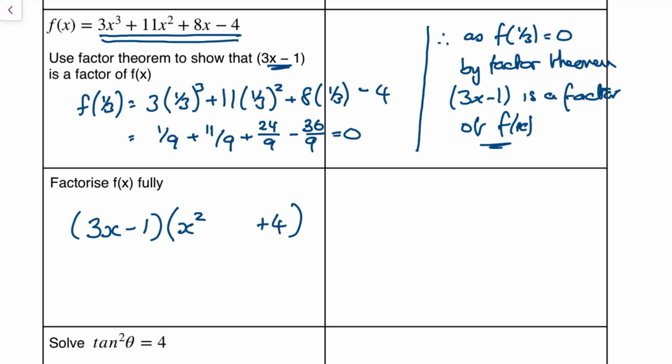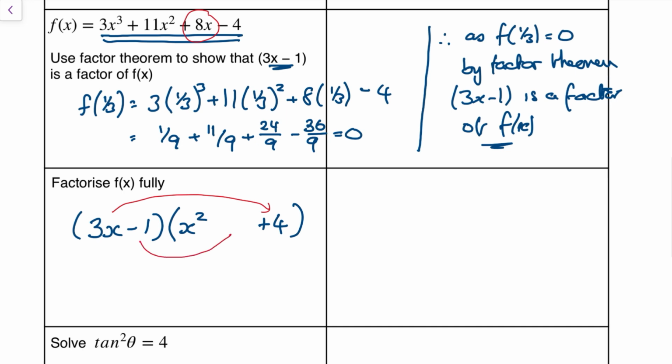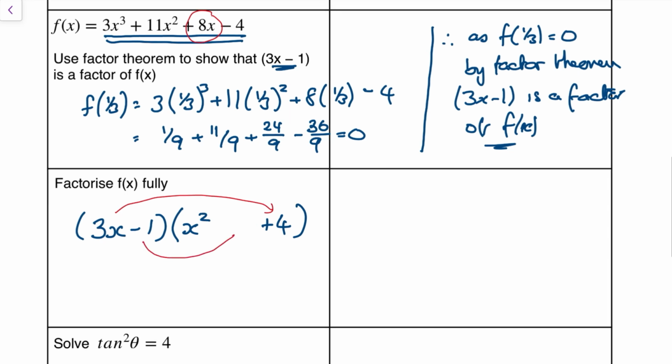Then the bit that's slightly trickier, I'm going to multiply 3x by 4 to give me 12x, but I only want 8x. So therefore, I'm going to have to take away 4x. So this minus 1, again, see what I'm doing. So I need this to give me the minus 4x, which means this here must be plus 4x, because minus 1 times 4x is minus 4x.